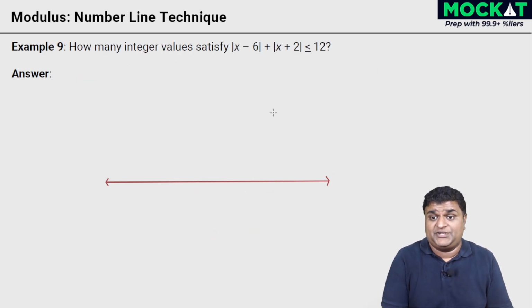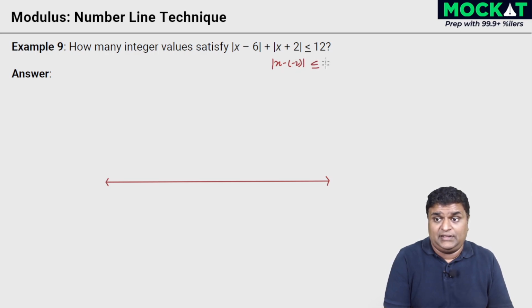How many integer values satisfy modulus of x minus 6 plus modulus of x plus 2 is less than or equal to 12? Immediately rewrite this as x minus of minus 2. How do we do this? Distance from minus 2, I'll start with that, and distance from plus 6 has to be less than or equal to 12.